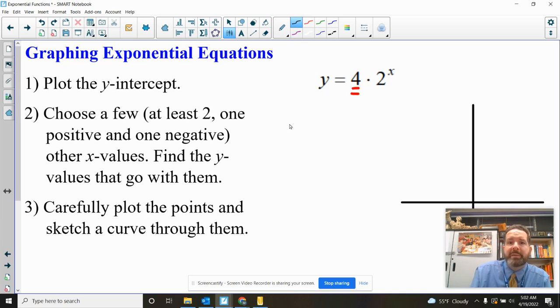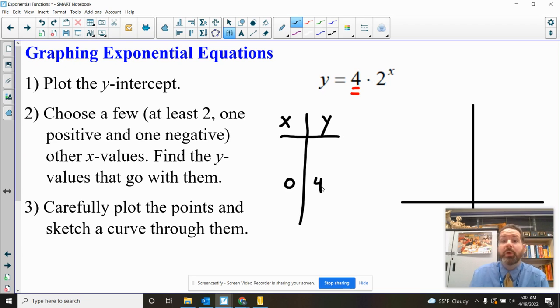Let's do it this way. How about making a table? Some x's, some y's. We're going to use the y-intercept. That occurs when x is 0, and we know when that happens, y is 4. So there's 1 point already. Then let's choose an exponent that's negative. How about something like a -1 or a -2? Let's maybe even do them both this time. And on the other side, why don't we go with at least a 1? Yeah, that may be enough this time.